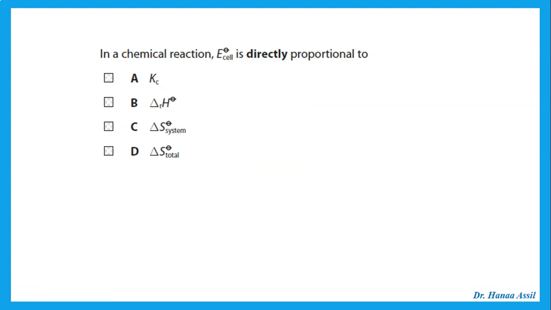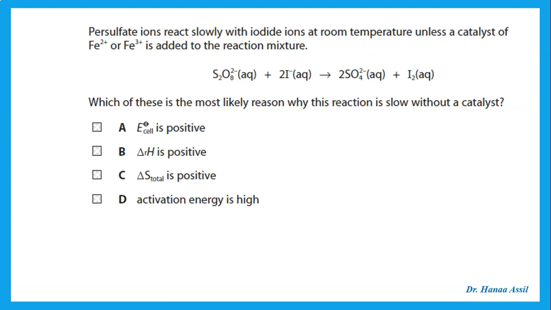In a chemical reaction, the E cell is directly proportional to what? Again, I'm going to remind you, we said the E cell is directly proportional to delta S total.